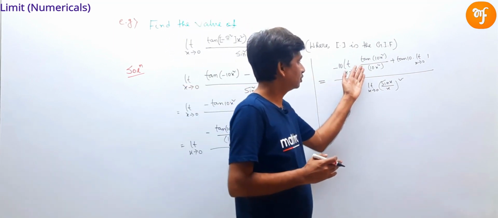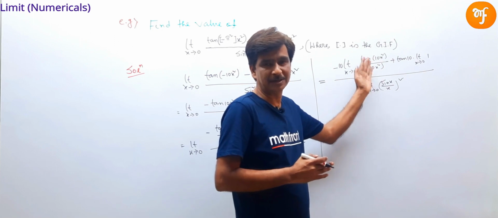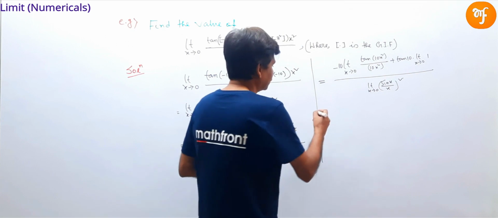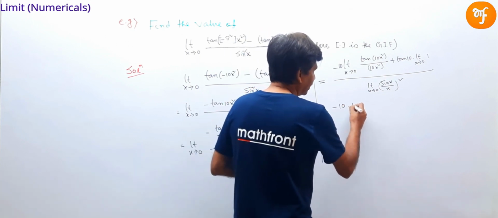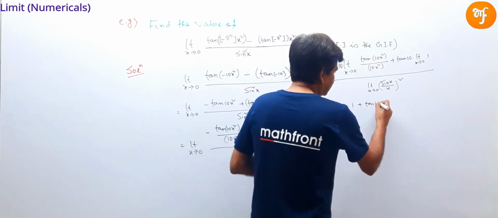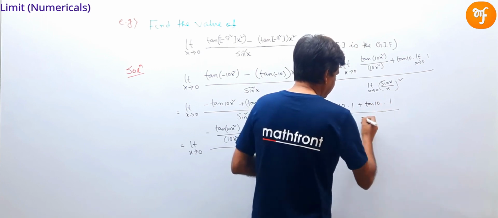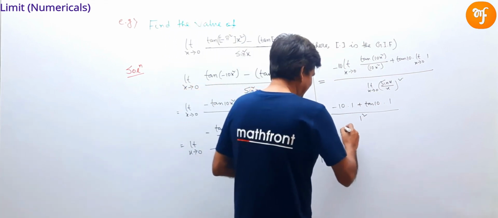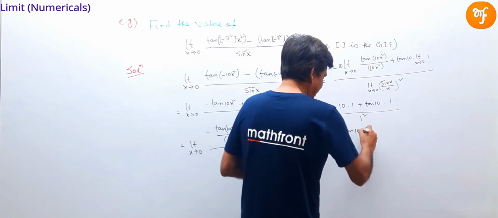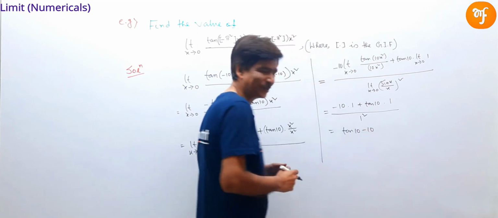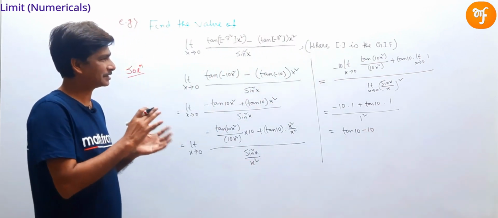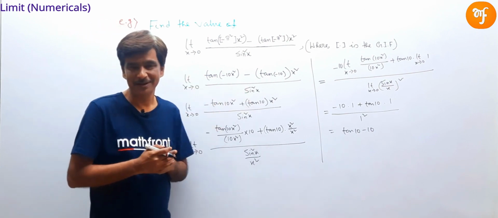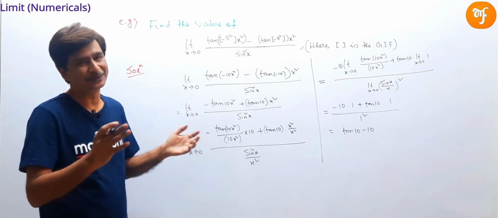because we can directly apply the formula. Limit x tends to 0 of tan of mx divided by mx is equal to 1, and limit x tends to 0 of sin x by x is equal to 1. Okay, so in the next step it is minus 10 into 1 plus tan 10 into 1, whole divided by 1 square. So what is the result? The result will be tan 10 minus 10. Okay, clear? So I think it is an easy question, but it is a tricky question. So remember this trick. Now come to the next question.